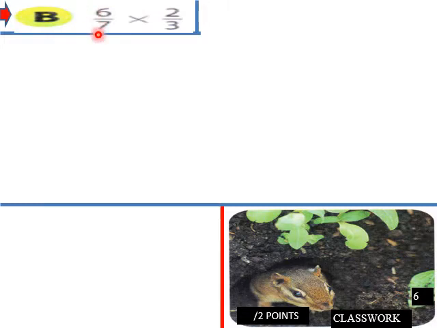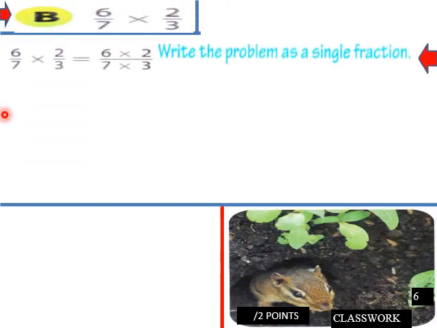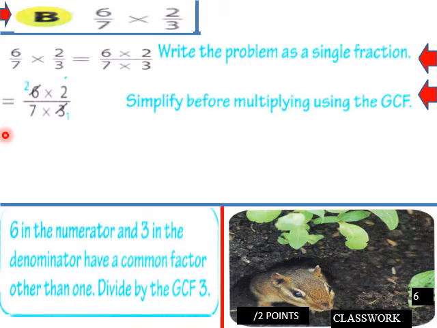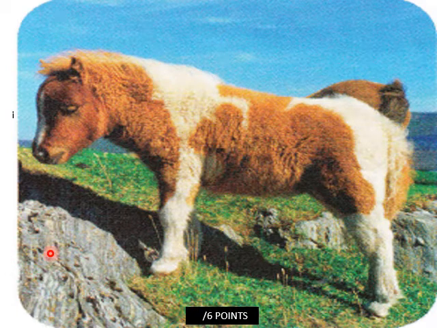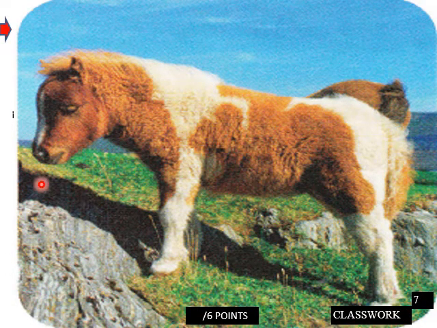Then B would be multiplying these two fractions. 6/7 times 2/3. We multiply, write the problem as a single fraction. And then we're doing some canceling here. 6 and 3 can be reduced to 2 times 2/7 times 1. So we can simplify even before we get to the final product. And then 2 times 2/7 times 1, and that is 4/7. Simplest form? I think so.